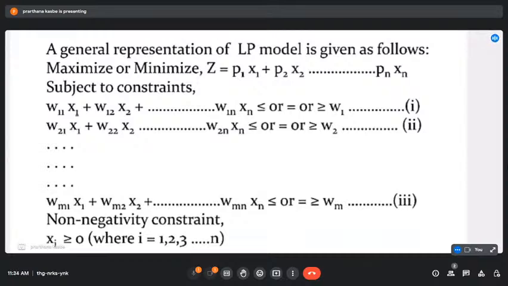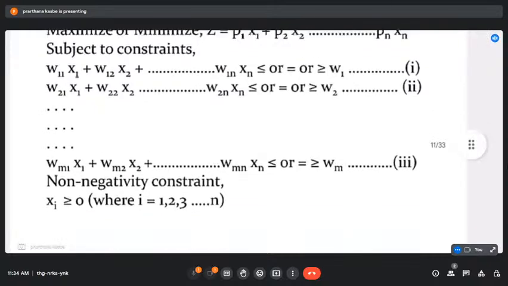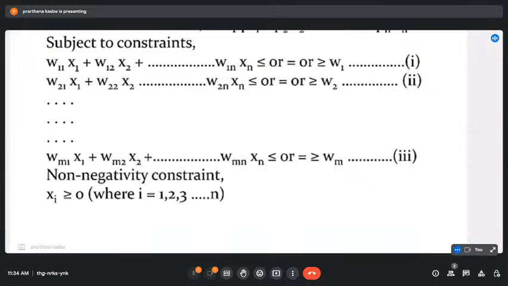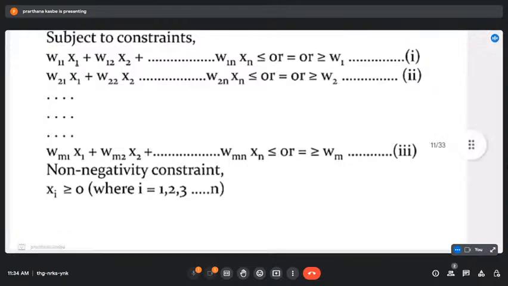It means lastly you can get the wm1 x1 plus wm2 x2. M is your row and 2 or 1 is your column. So this way the third condition is there. Then the non-negativity constraint: Xi is greater than or equal to 0, where i is equal to 1, 2, 3, 4 numbers, and x is the quantity which is given. So xi is greater than or equal to 0.